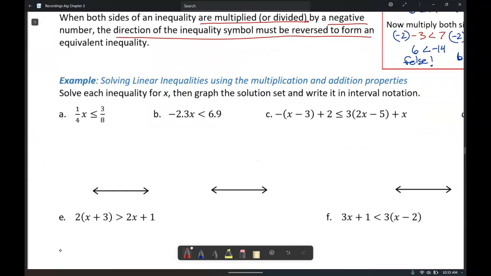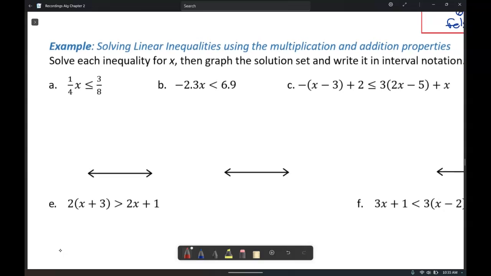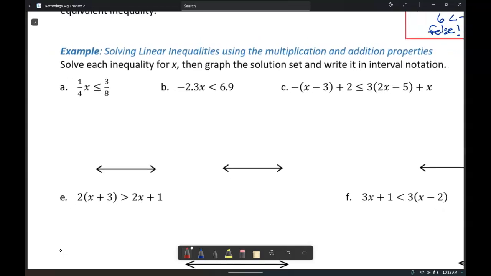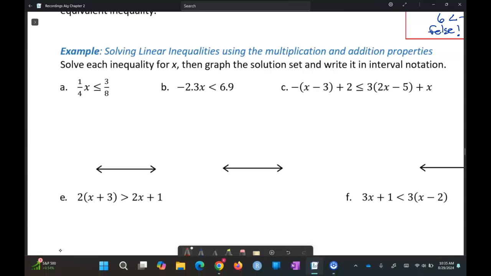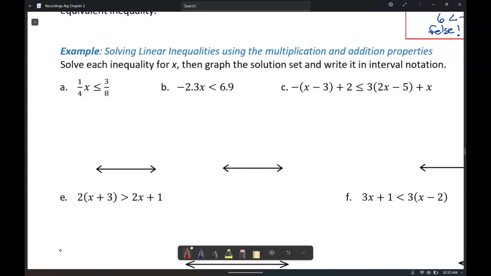So let's take a look at a few examples where that takes place. So we solve each inequality. We want to isolate x. So we have this fraction, so to get rid of this fraction over here, we can multiply both sides of our equation by 4. 4 times 1/4 is 1. X is less than or equal to 4 times 3/8 is 12/8, which we can reduce to 3/2. X is less than or equal to 3/2. Now we have to think, okay, did I multiply or divide by a negative value?